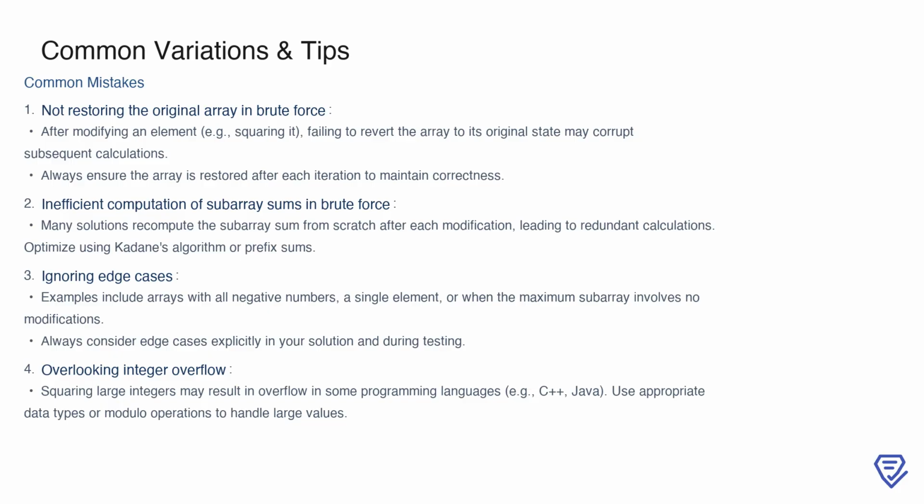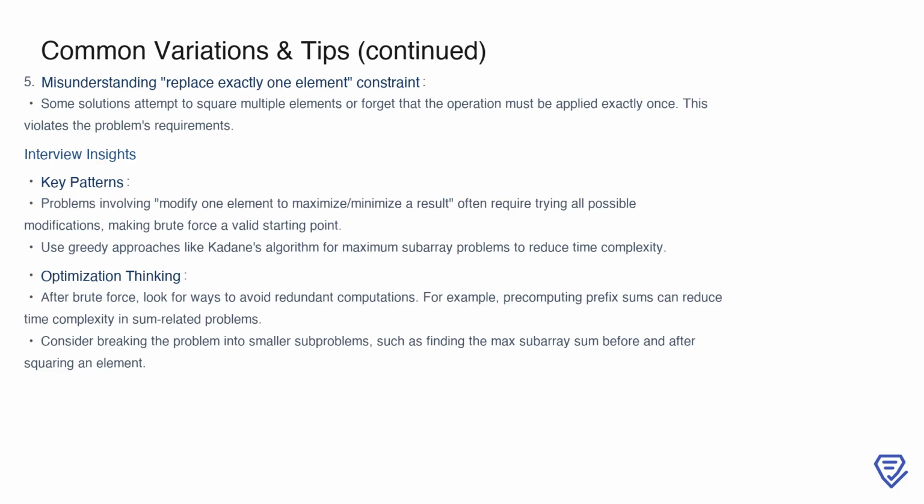Additionally, edge cases are often overlooked. For example, you need to handle arrays with all negative numbers, arrays with just one element, or scenarios where the maximum subarray sum involves no modifications at all. Lastly, be cautious about integer overflow, especially in languages like C++ or Java, where squaring large integers can exceed the data type limits. Using the correct data types or applying modulo operations can help manage these cases effectively. Another mistake to avoid is misunderstanding the replace exactly one element constraint. Some solutions mistakenly square multiple elements or skip the operation entirely, which violates the problem requirements.